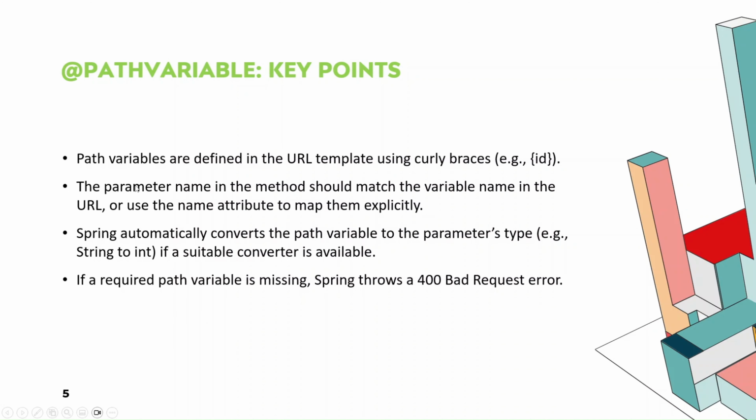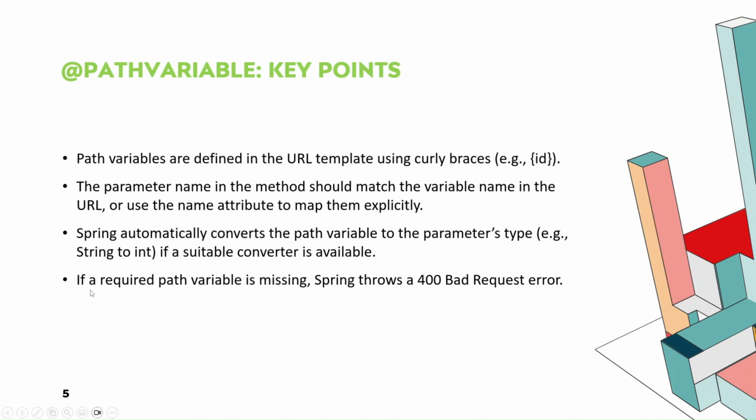As I said, we are going to get the data from the URL. So we should be using the same ID in the template URL, and the parameter name should be matching, as well as the implicit conversion can happen. Int you can convert to string, but string you cannot convert back to integer. So again, go with the basic Java type conversions.